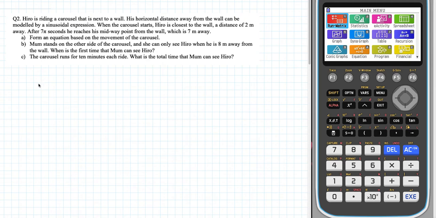Here we have a story. We have to model this story into a sinusoidal expression. So let's understand what the story is talking about.